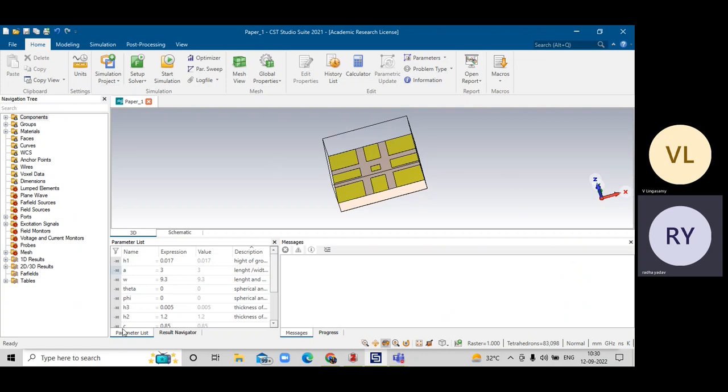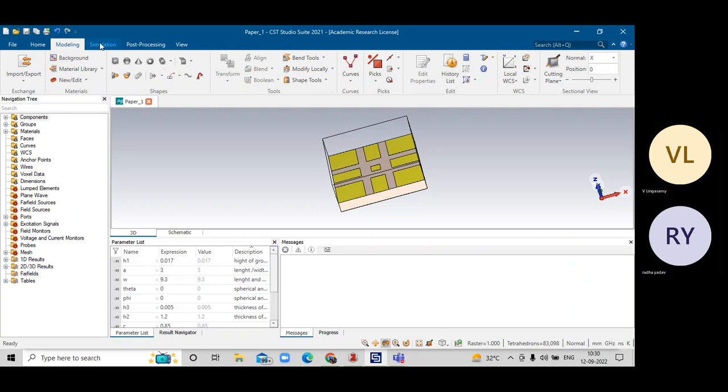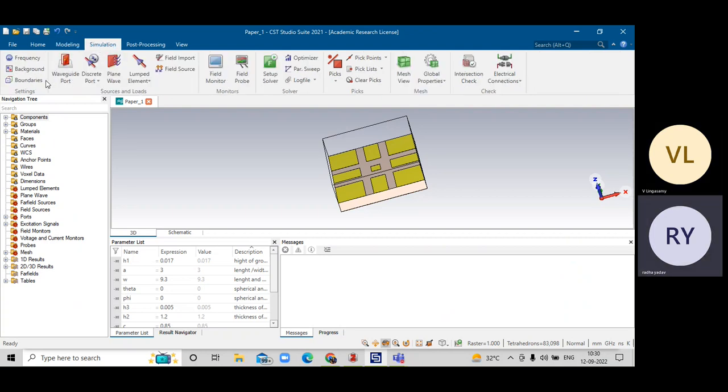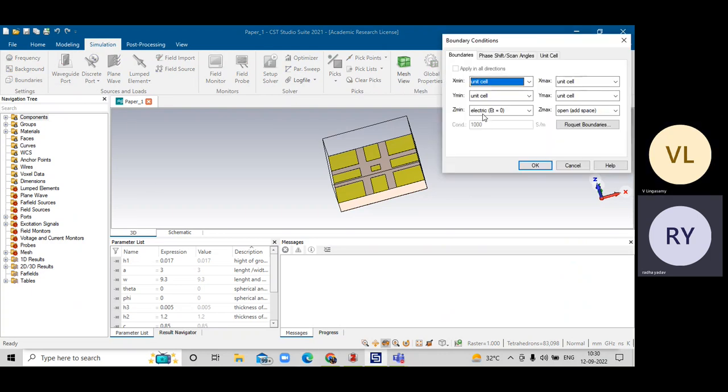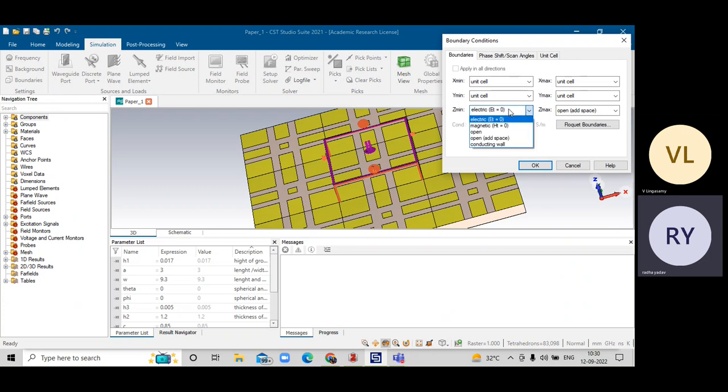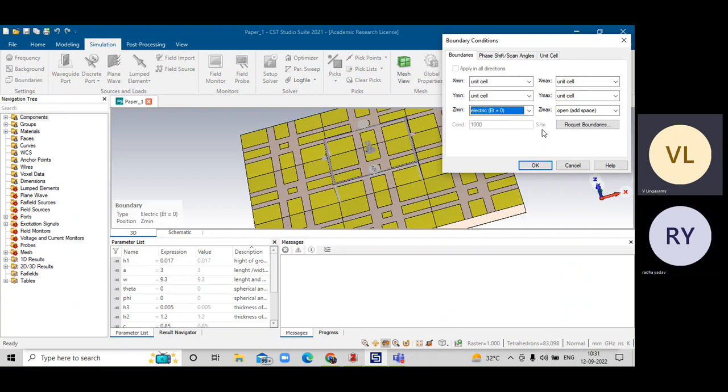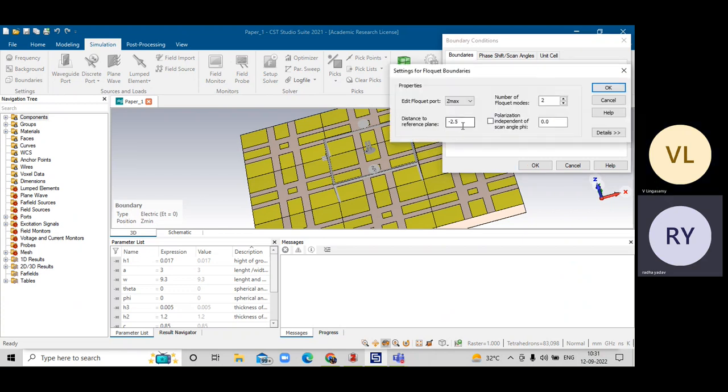I have a lot of problems when I try to design, like the boundary condition. For Zmin I choose Et equal to zero. See, if you want Zmin, then you can put that as open space, open add space. That's all. And for the Floquet port, the reference plane should be, I think, lambda by 4.